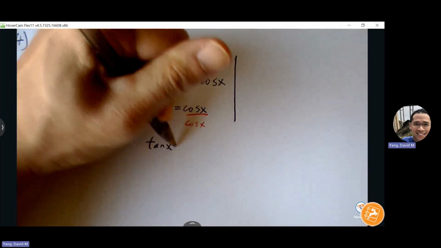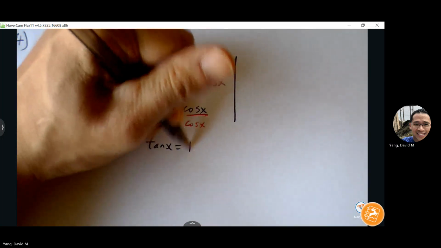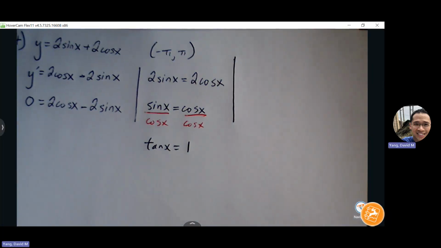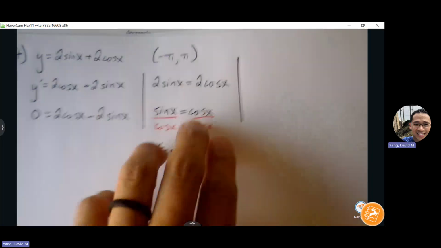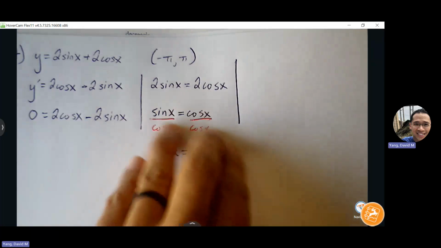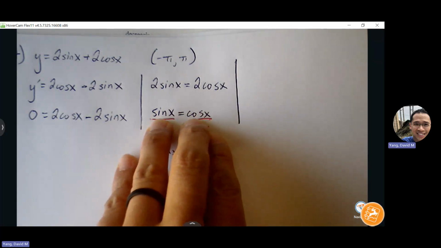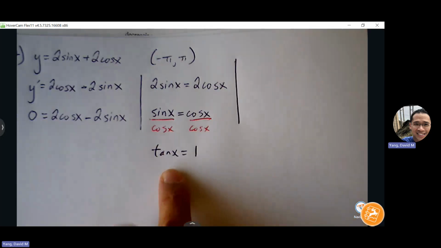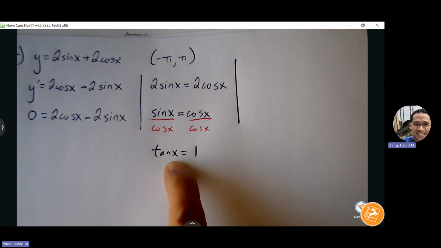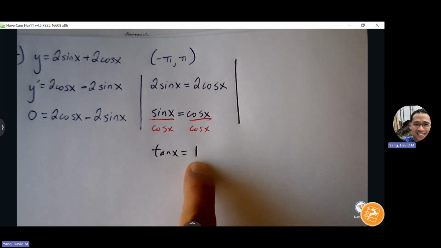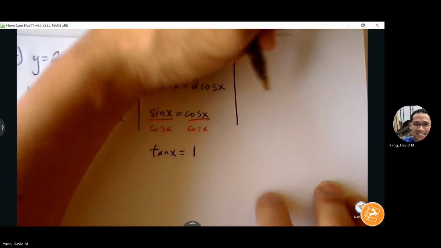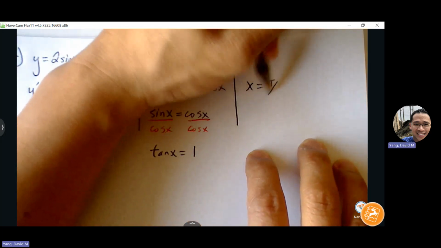Tangent of x is equal to 1. Same thing, right? Pi over 4 family. You don't have to go down to this step. If you feel comfortable knowing, okay, I'm just looking for where sine is equal to cosine, it's going to be either in the first or third quadrant, right? They're both either positive or both negative. You can also get that conclusion by looking at tangent, right? So tangent is going to be equal to 1 at pi over 4 and what? Yeah, 5 pi over 4.